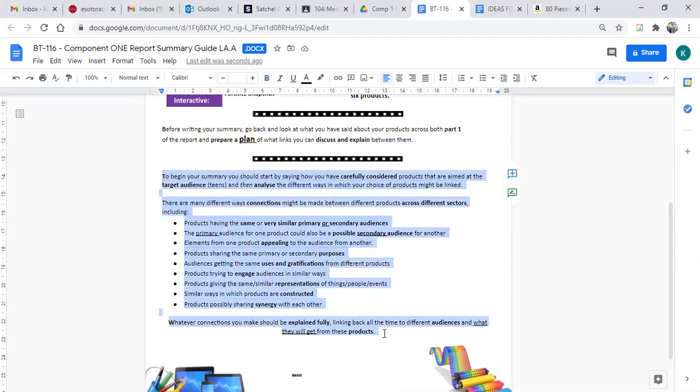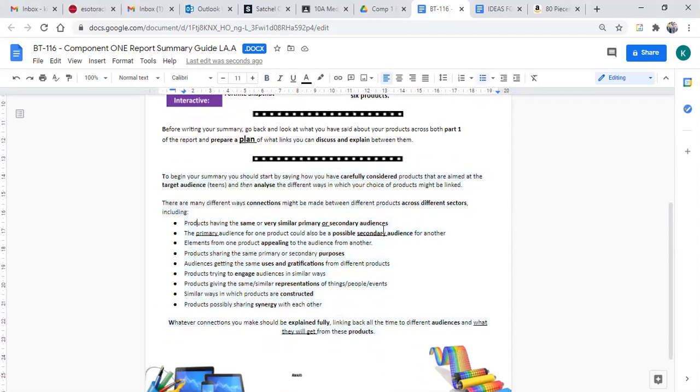To begin your summary, you should start by saying now you've carefully considered products that are aimed at the target teenage audience, and then analyze how they have been linked. Connections you could pick out might be the fact that they've got the same or similar primary or secondary audiences, just like I said before, 442 and Spider-Man. Are there any links between primary audience or possibly a secondary audience? Is there anything that's appealing from one audience to another? These are just examples. You could just pick three of these and go with it.